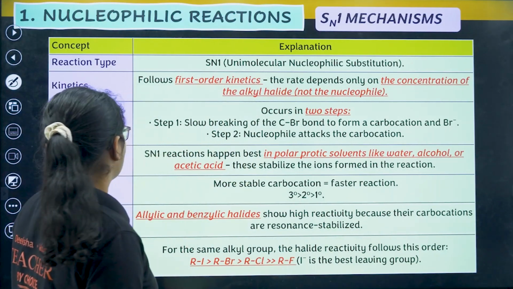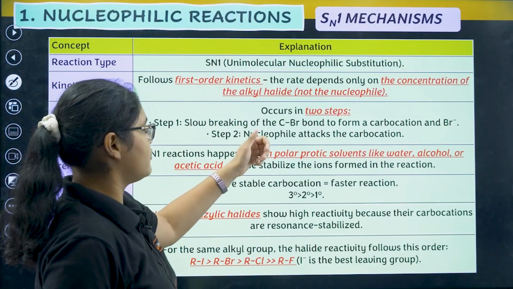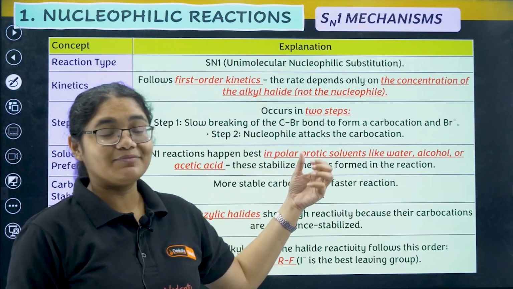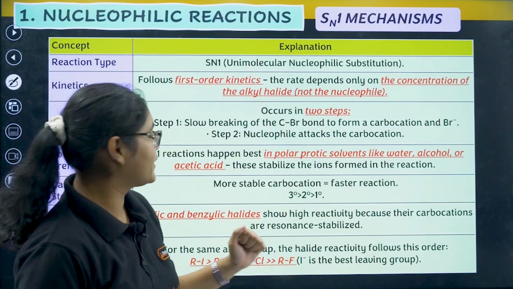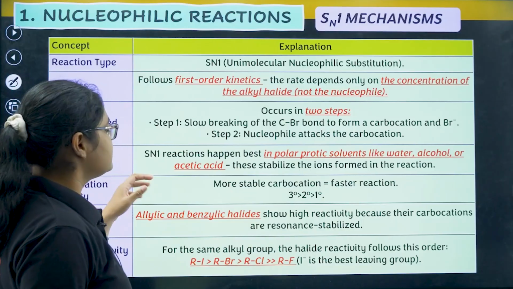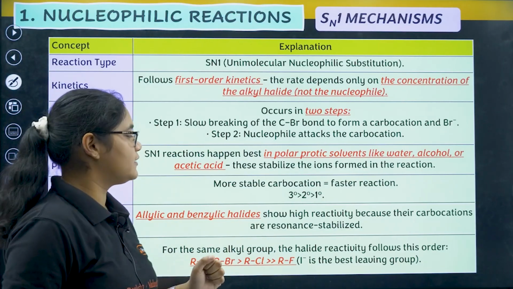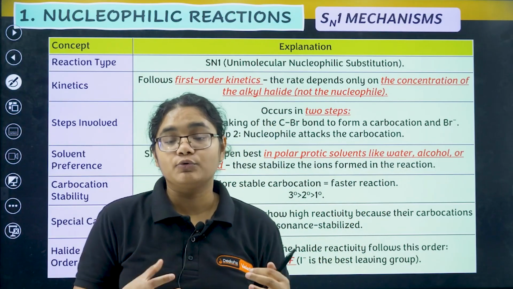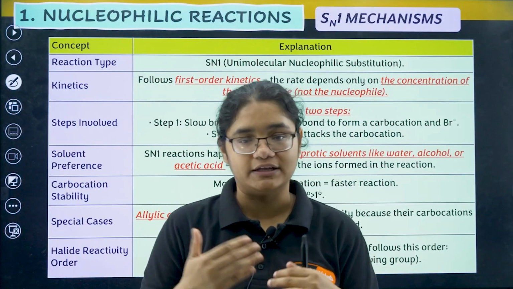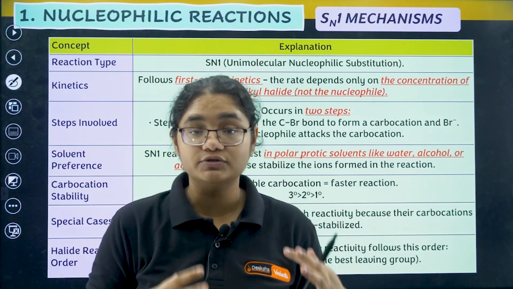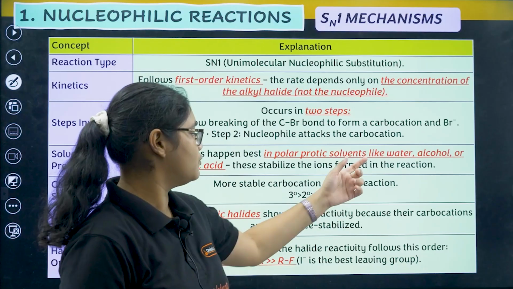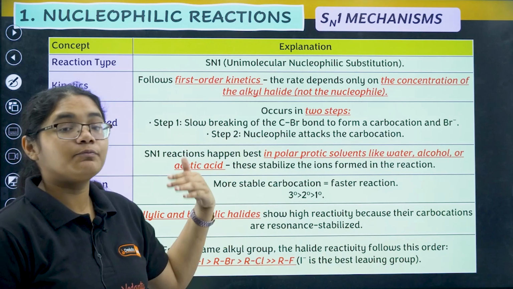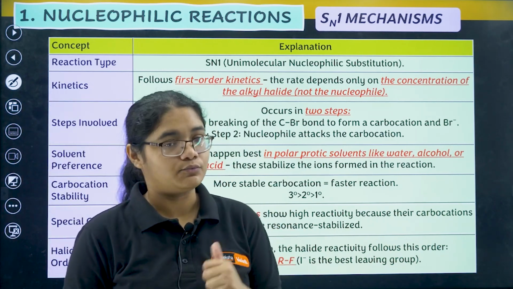Next, steps involved. There are 2 steps involved. The slow breaking of the carbon-bromine bond to form a carbocation is the first step, and in the second step the nucleophile attacks the carbocation. Next we'll talk about the solvent. These types of reactions take place in polar protic solvents like water, alcohol or acetic acid. Polar means there should be a charge difference. Protic solvents are those solvents which can give you H+. For example, water, alcohols and acids can give you H+. So this type of polar protic solvent is required for the SN1 reaction.